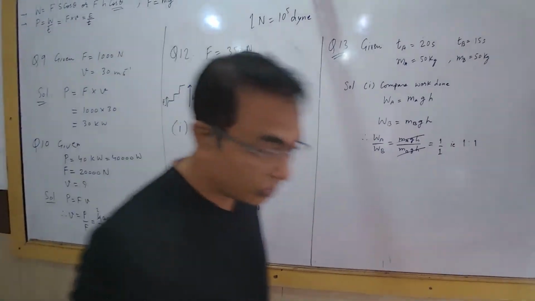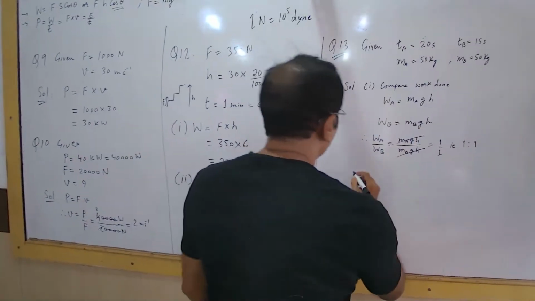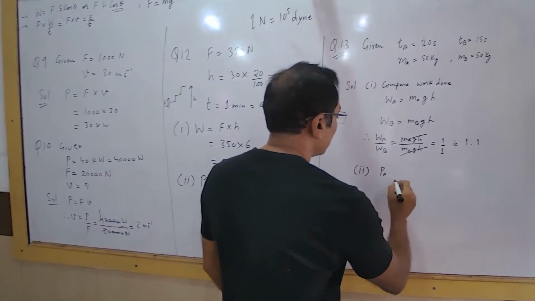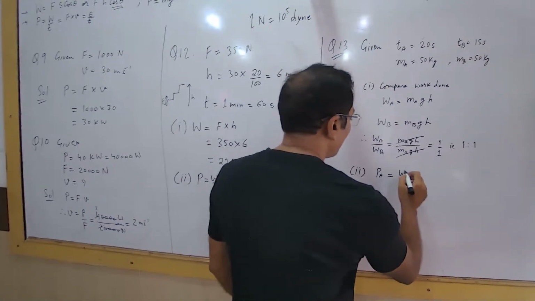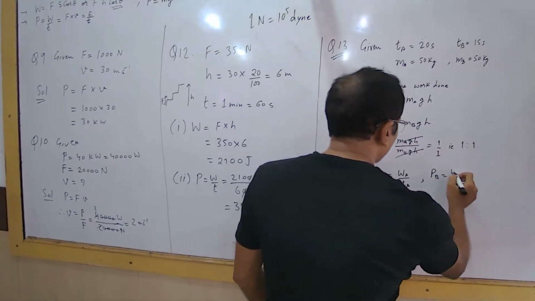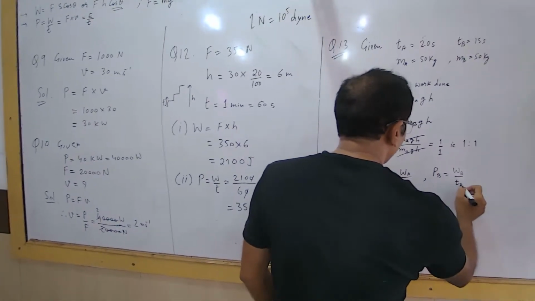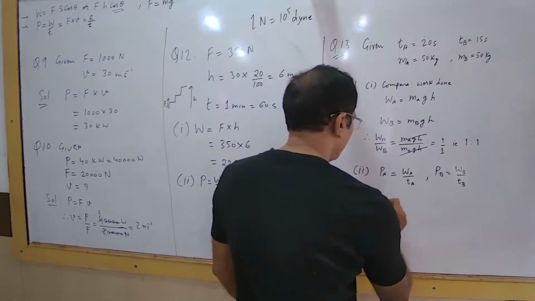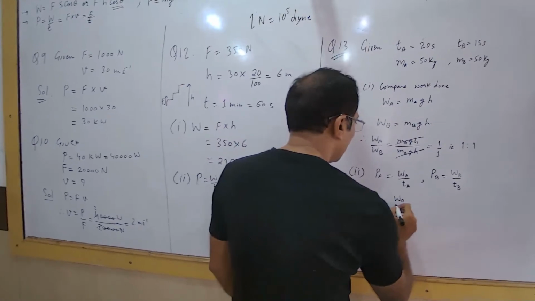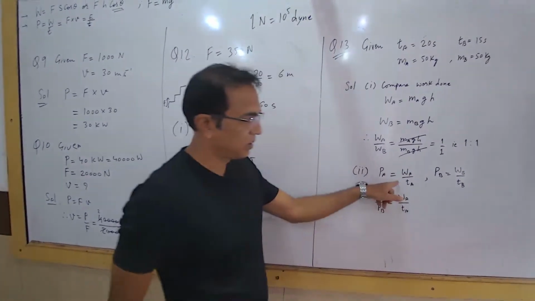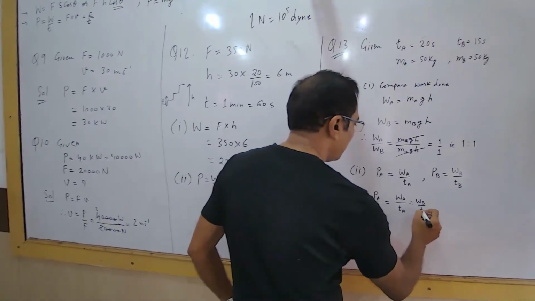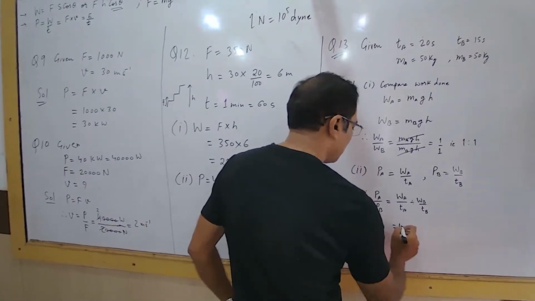Next you have to compare the power, right? So what is PA? PA is equal to WA upon TA, and PB will be WB upon TB. So what is PA upon PB? Power is work done divided by time. WA upon TA, I've written over here, right? So you divide by WB upon TB, which is cross multiplied by the reciprocal.